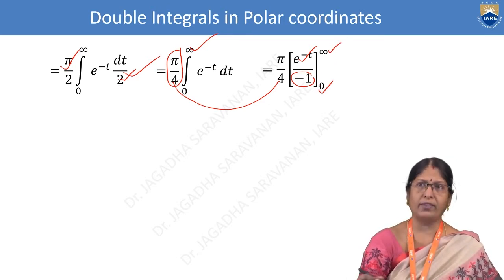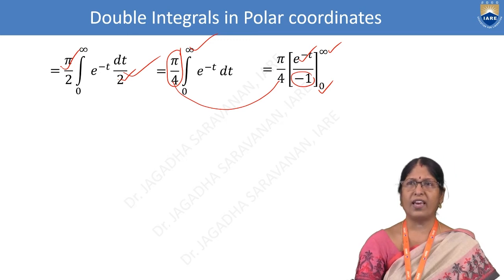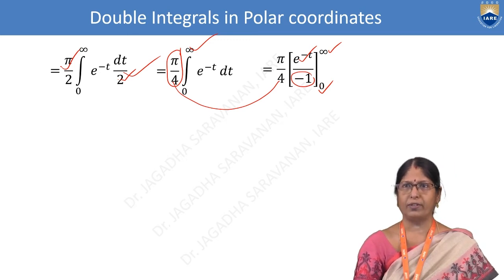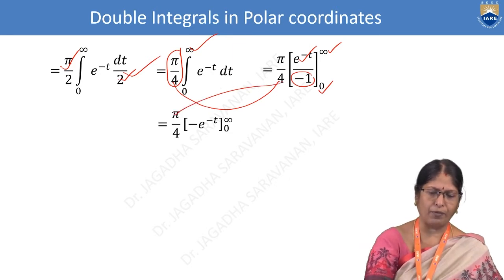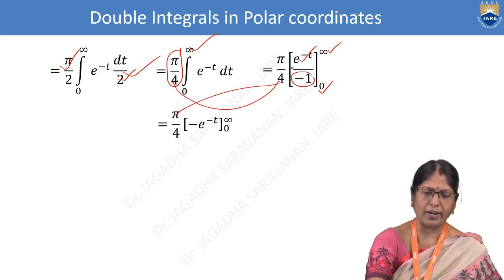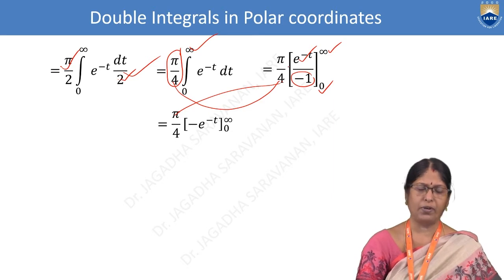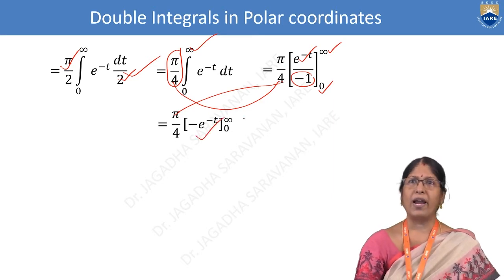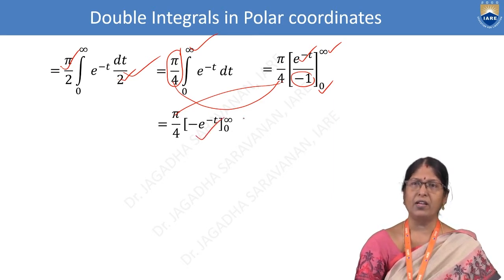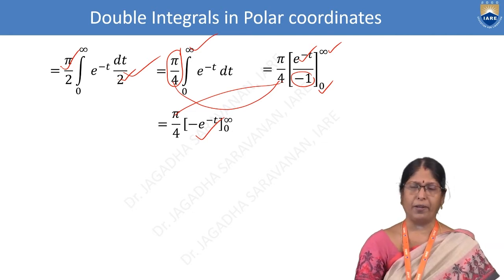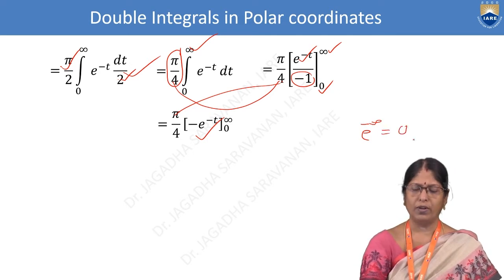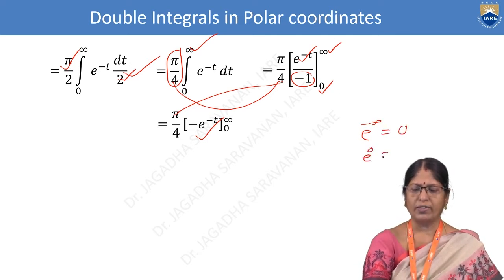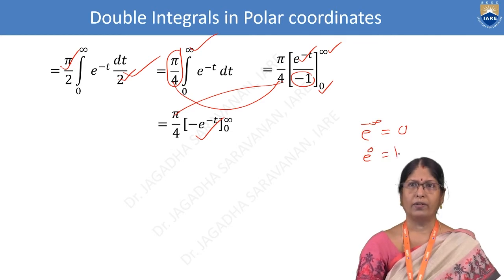Before substituting these limits, are there any simplifications? We simplified it. So pi by 4. Just this minus sign we brought up. It has become minus e power minus t, 0 to infinity. We know e power minus infinity, the value is 0. E power 0, the value is 1.